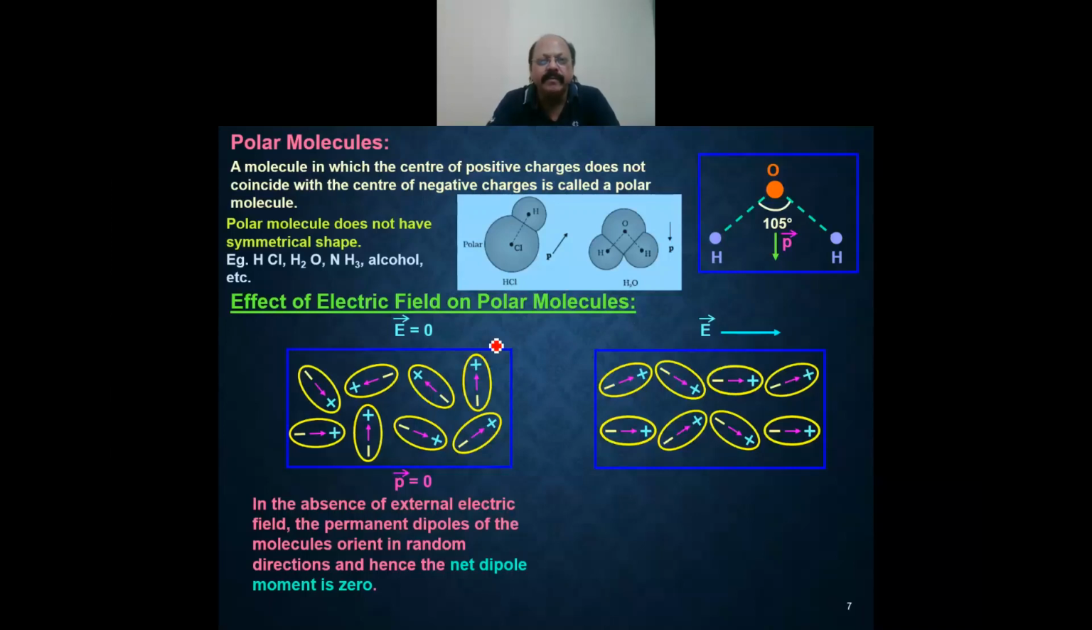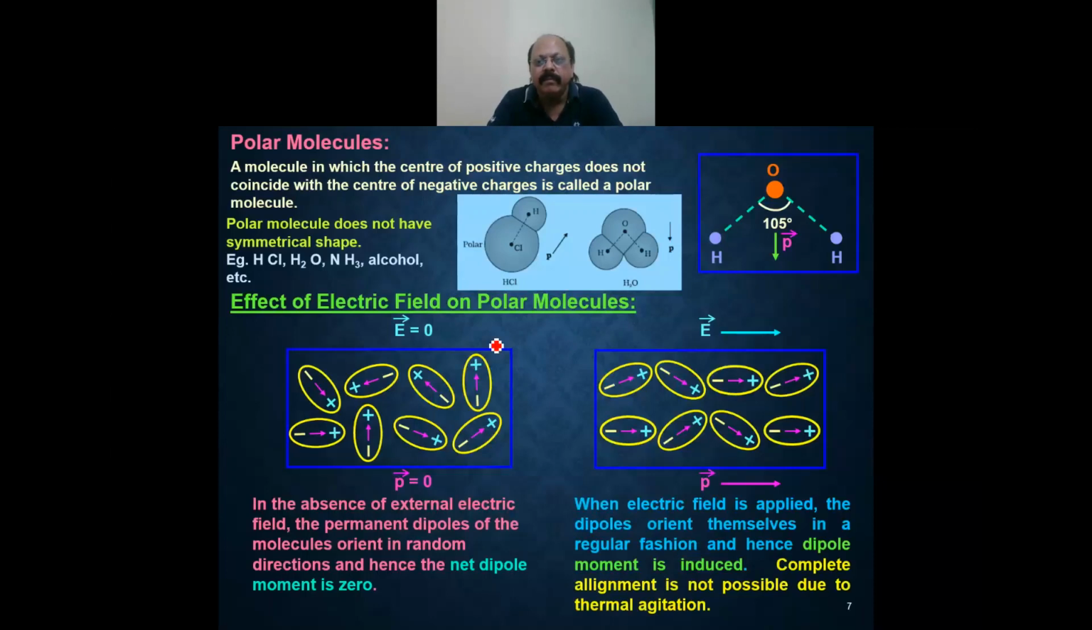The dipoles try to align in the direction of the electric field, but they cannot be completely aligned because of thermal agitation. Some thermal energy is generated due to the realignment of the electric dipoles in the direction of the electric field. So we say that they orient themselves, but not completely in the direction of the electric field due to thermal agitation. But some dipole moment is developed here.